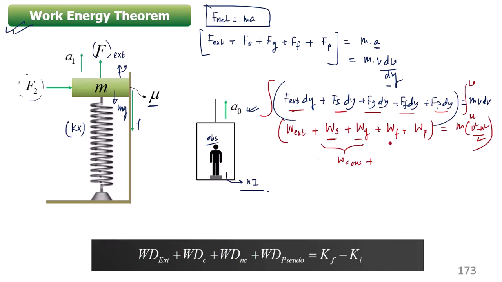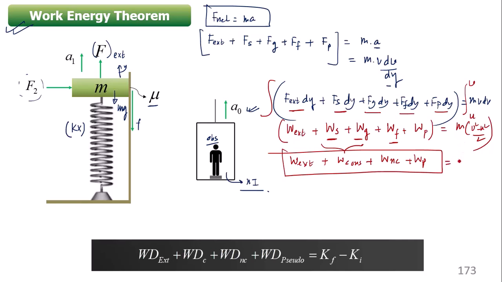Plus work done by friction, which is a non-conservative force. Plus work done by pseudo force, plus work done by external force. So these are the different work done that I am getting, and that should be equal to half m v squared minus half m u squared. What is this? That is the final kinetic energy minus initial kinetic energy. So what I am getting is equal to K final minus K initial.